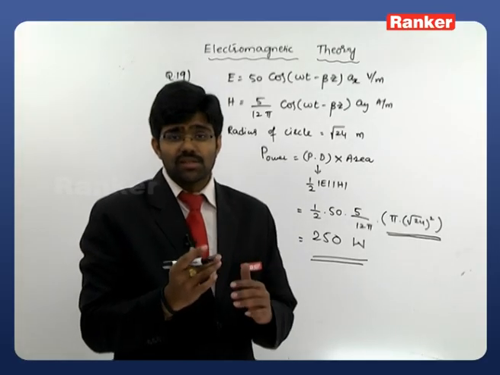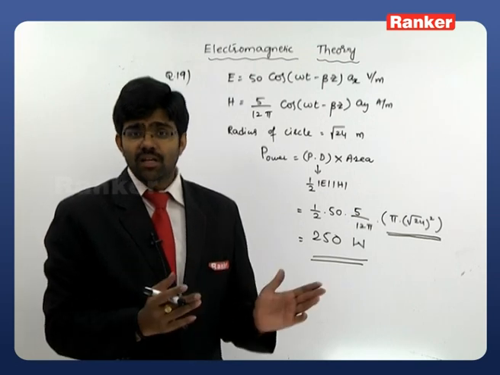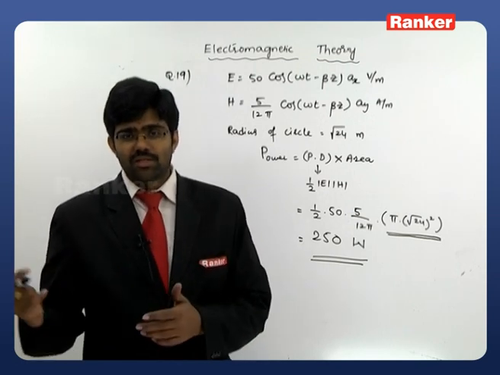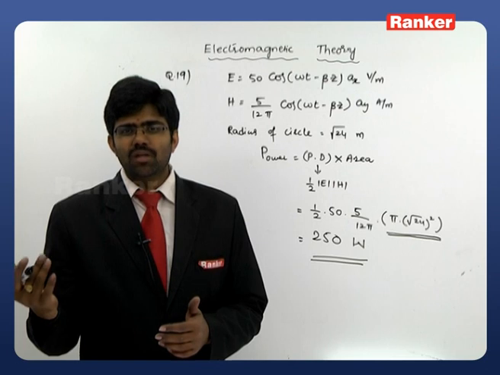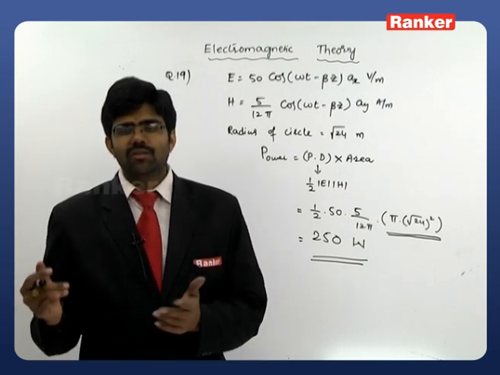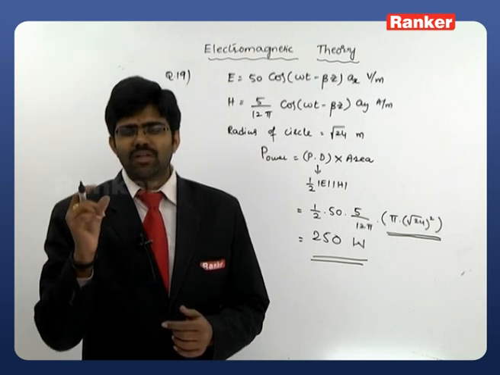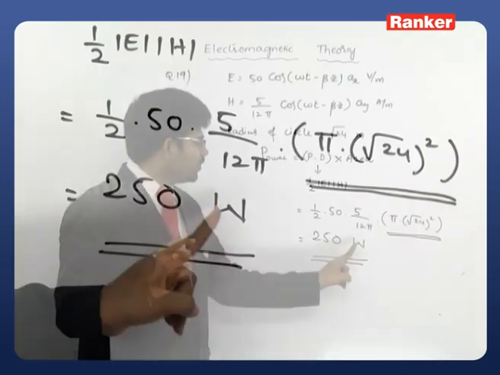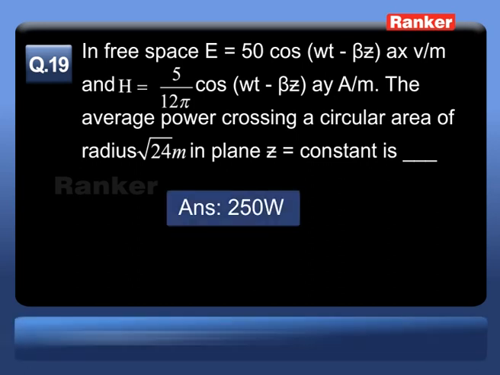In the options, definitely he will give watt per meter square as one of the options. 250 watt per meter square, 250 watt, or 125 watt, 125 watt per meter square, like that he will give some options, but clearly identify that the power we are calculating will have units only watts. This is a very simple solution.